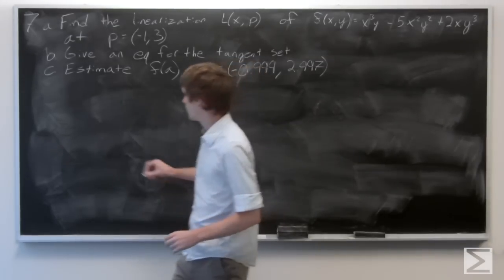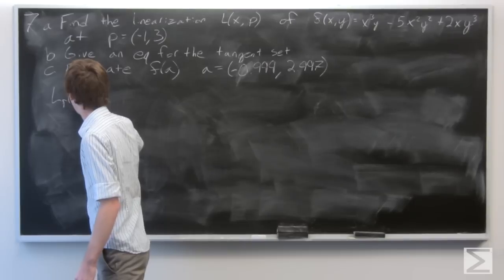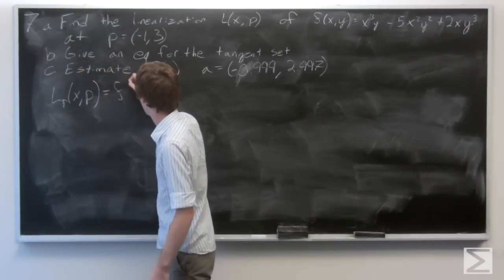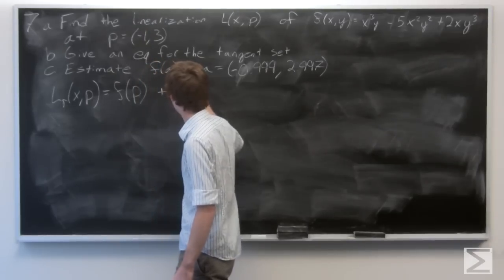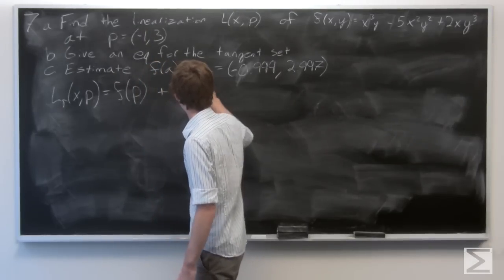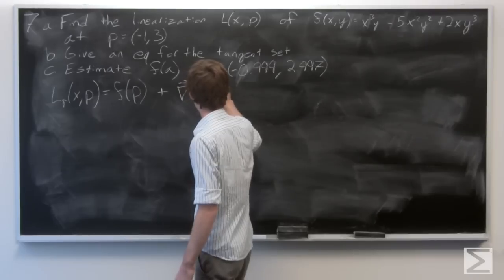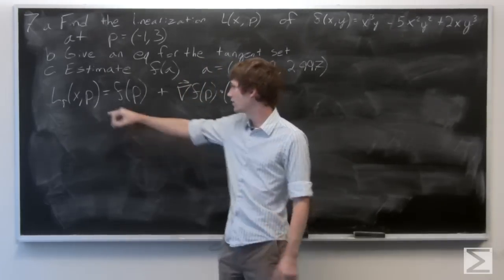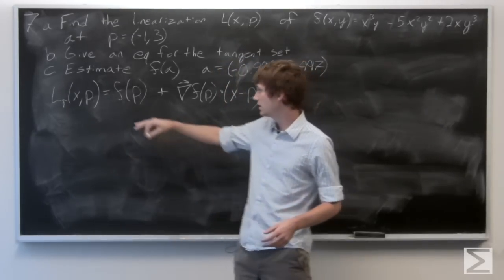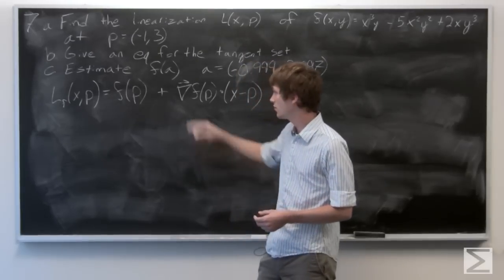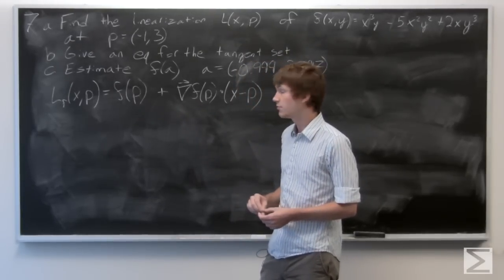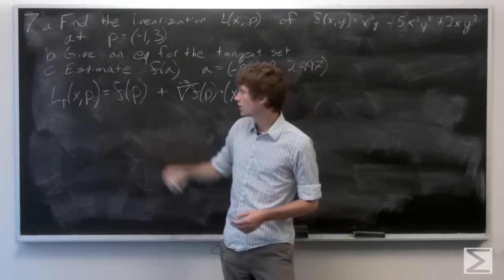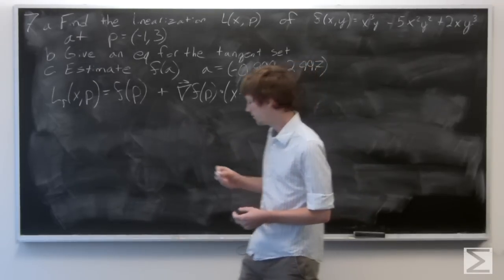Okay, so for the linearization, we know that the linearization of f at P is equal to f(P) plus the gradient vector of f at P dotted with the vector x minus P. So first we're going to want to calculate the value of f(P).